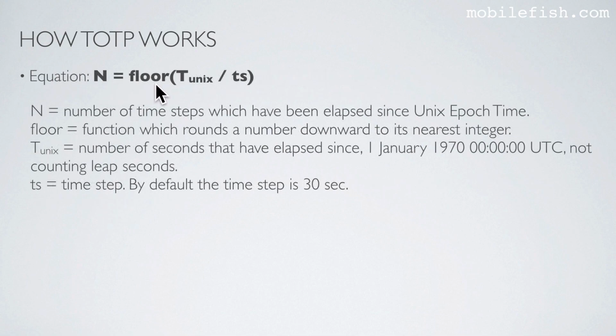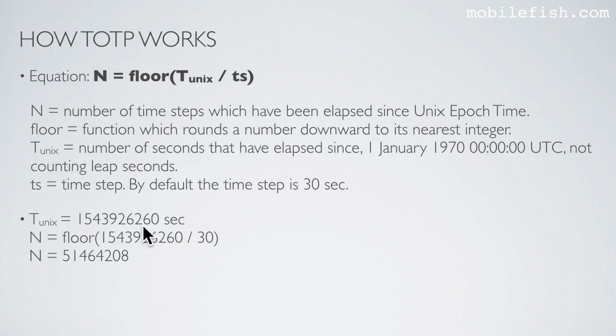If we look at this equation, n is the number of time steps which have been elapsed since Unix epoch time. Floor is a function which rounds a number downwards to its nearest integer. The Unix time is the number of seconds that have elapsed since January 1st, 1970, 00 hours, 00 minutes, and 00 seconds UTC, not counting leap seconds. And this represents a time step. By default, the time step is 30 seconds.